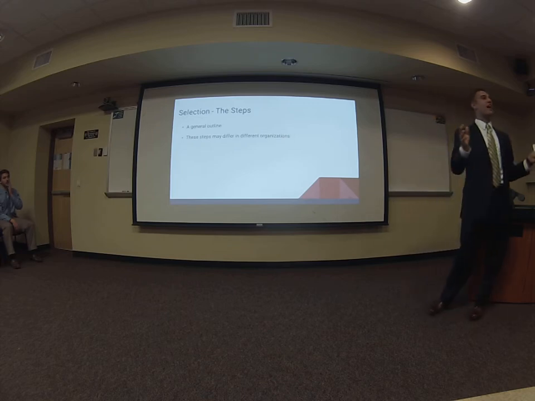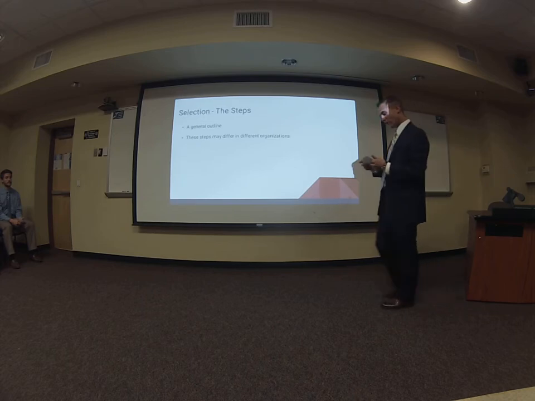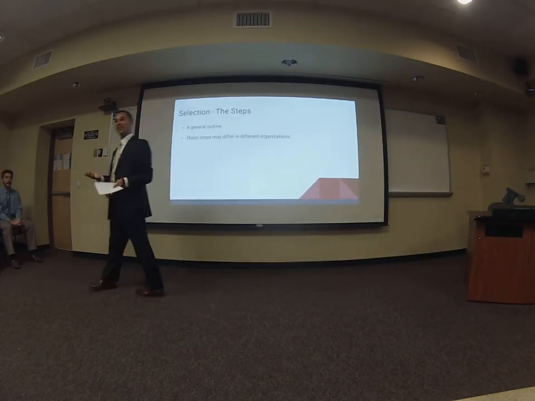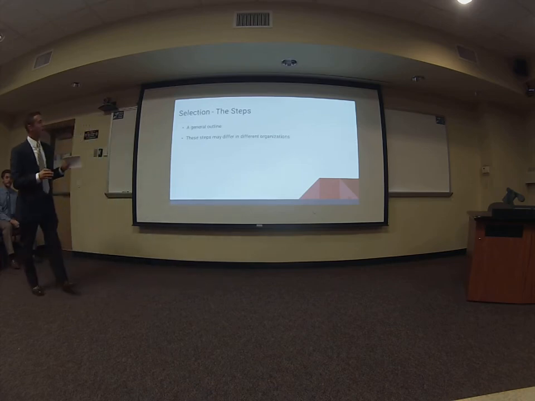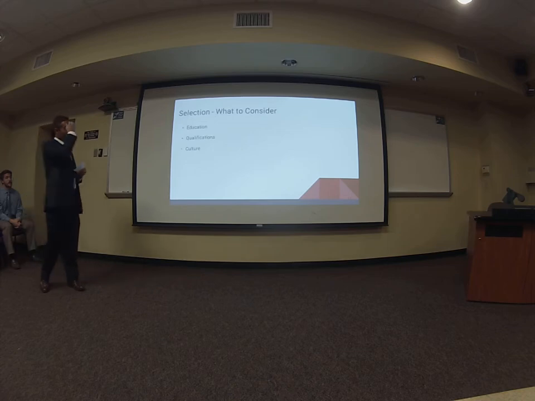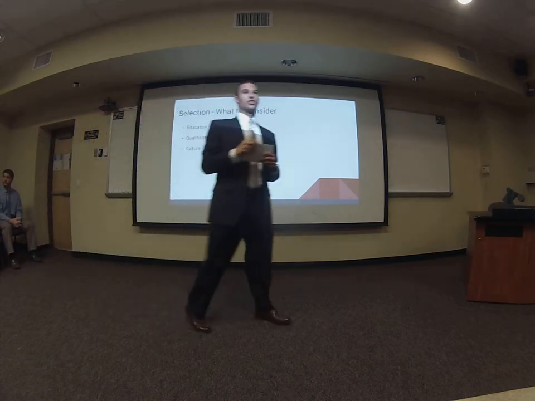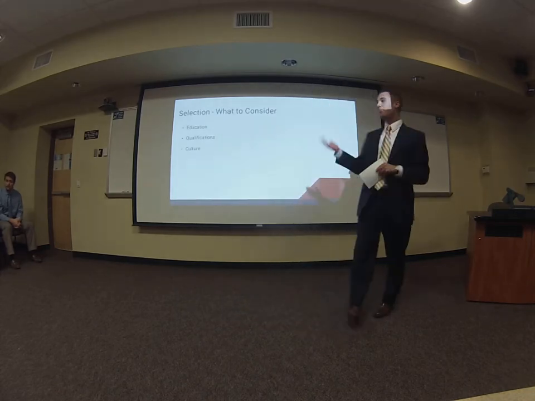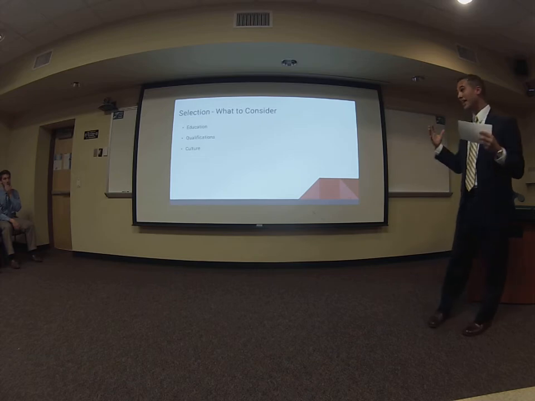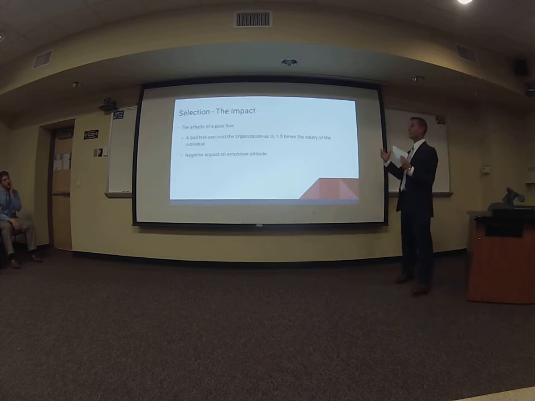Now, just a heads up, this is a general outline that we're going to use for these steps. This isn't a perfect recipe in any sense. Some companies might have more steps, some are going to have fewer steps, but it's just a general outline for the steps in the selection process. We're going to consider things like education and qualifications, but I want to mention culture. If we're looking for a blue piece, a red piece isn't going to fit. Culture is something that has a big impact on the organization, so that's something that we need to consider.